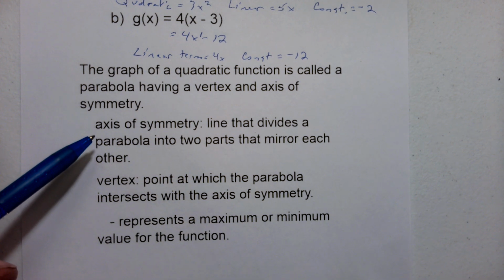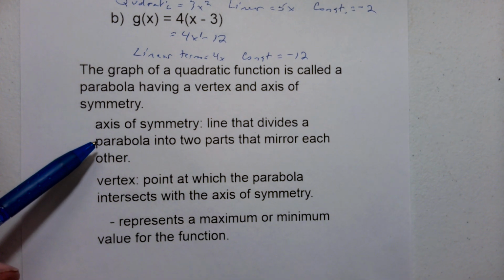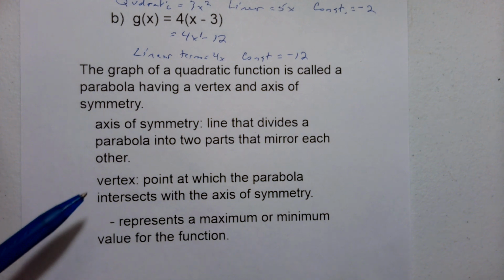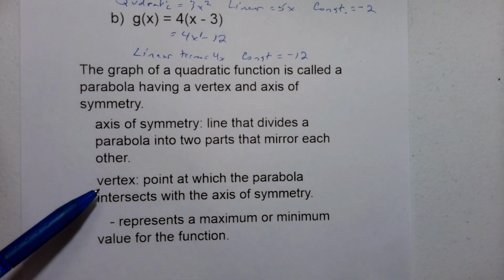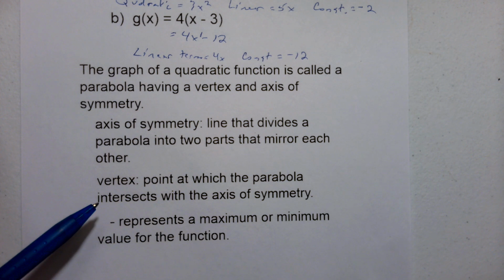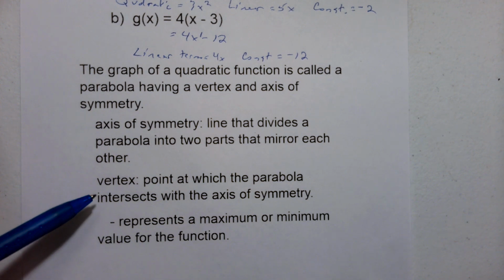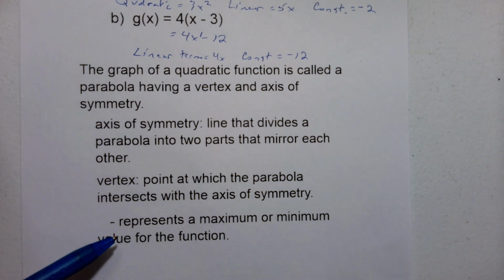Our axis of symmetry is a line that divides a parabola into two parts that mirror each other. So if we were to fold the parabola on top of itself, one side would mirror the other. The vertex is the point at which the parabola intersects with the axis of symmetry. So our axis of symmetry at this point in time is going to be a vertical line, and the vertex is going to fall on that vertical line. It's going to represent if we have a maximum or a minimum value.